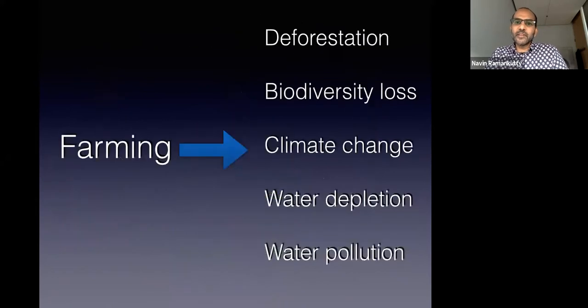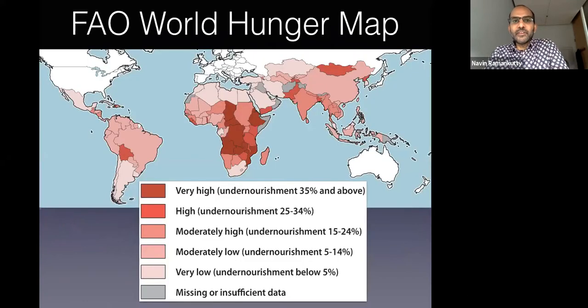So together, farming has major environmental problems. It causes deforestation, biodiversity loss, climate change, depletion of water resources around the planet, as well as water pollution. But the problem of feeding people has not gone away either. I told you how we produce more food per person today than we did back 50 years ago, but we still have hunger in many parts of the world.